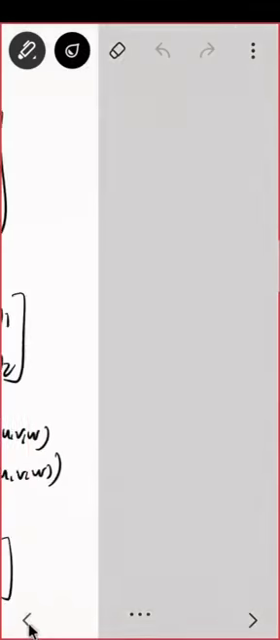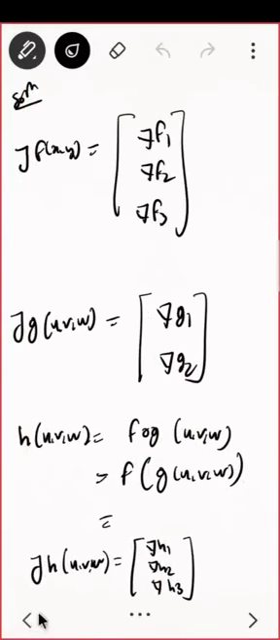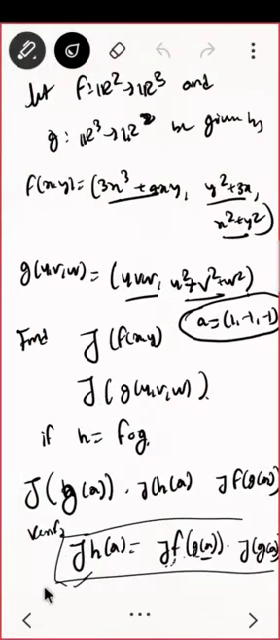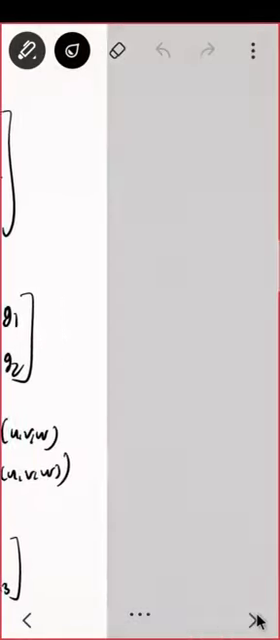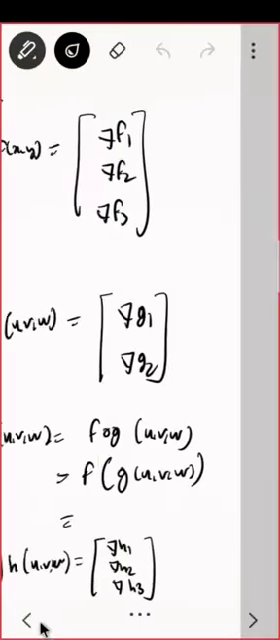Okay, try to find the Jacobian matrix, Jacobian of this, Jacobian of this, and Jacobian of H. We'll see this question in the next class. Till then, try the problem.